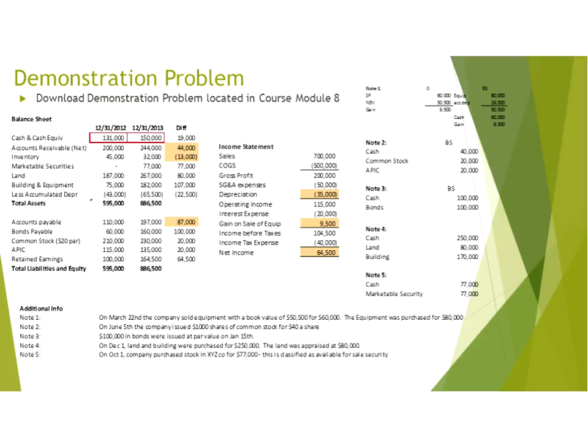Okay, let's look at note 4. Here we have on December 1st, land and building were purchased for $250,000. The land was appraised at $80,000. So what we have here with this transaction is cash going out the door of $250,000, land at $80,000, and then we can plug the building at $170,000. Again, if you look at the balance sheet for land, we can see the difference from the beginning of the year to the end of the year is $80,000.